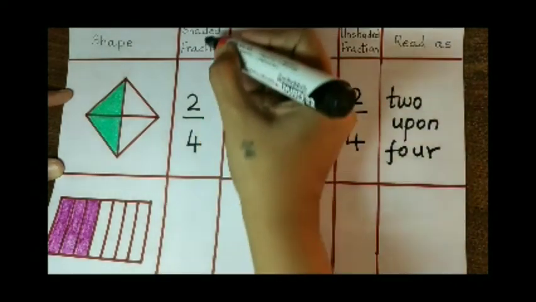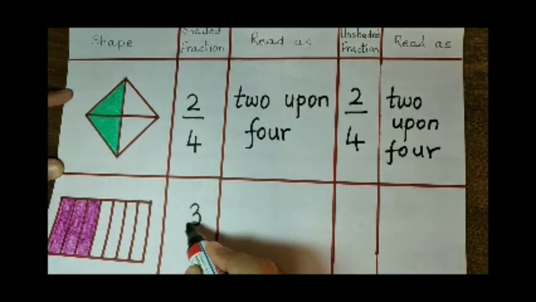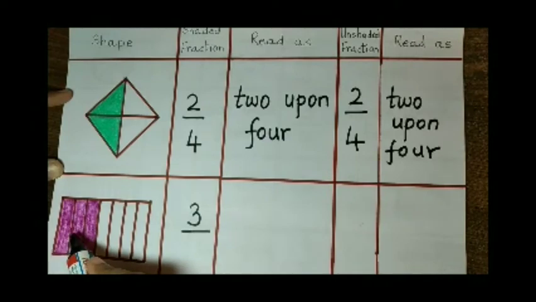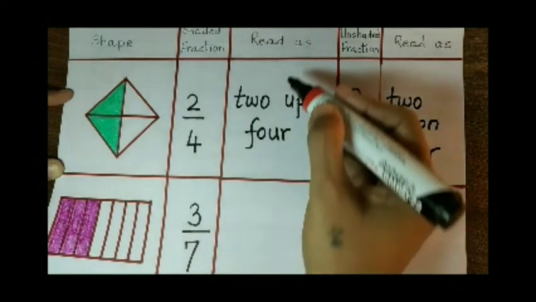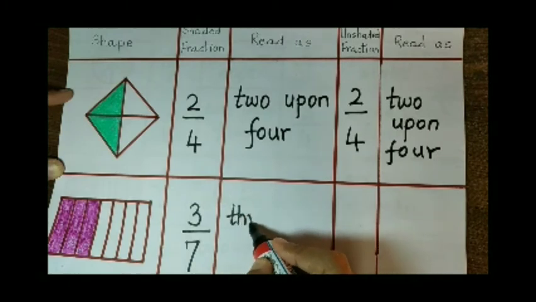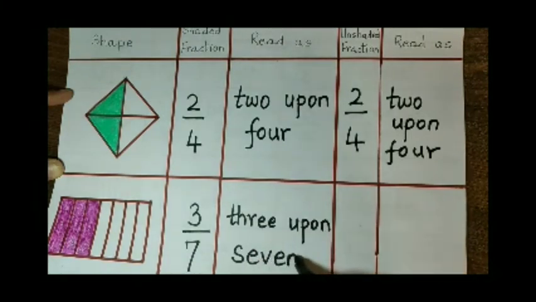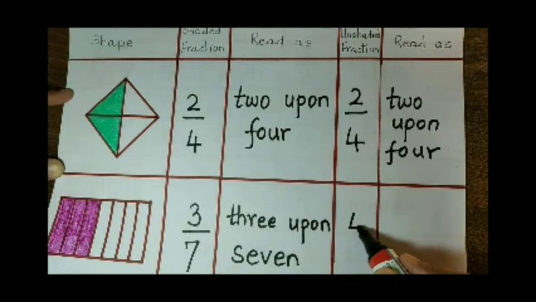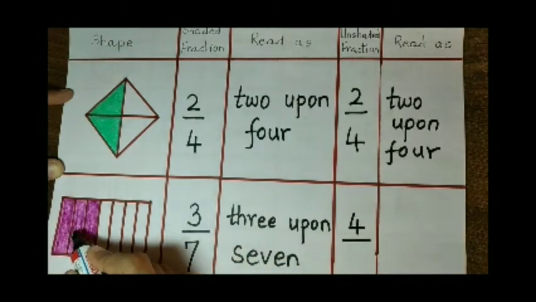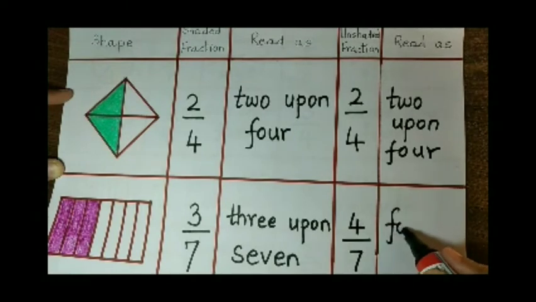Now let's go to the next shape. Shaded fraction, that means the colored part, 1, 2, 3. So we write 3 upon parts in all, 1, 2, 3, 4, 5, 6, 7. So 3 upon 7. So how do we read it as? We read it as 3 upon 7. Now, the unshaded fraction, that means the part which is not colored, 1, 2, 3, 4. So we write 4 upon all the parts, 7. We read it as 4 upon 7.